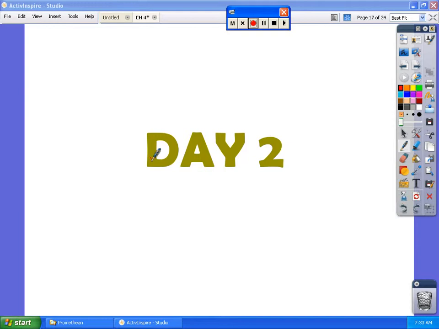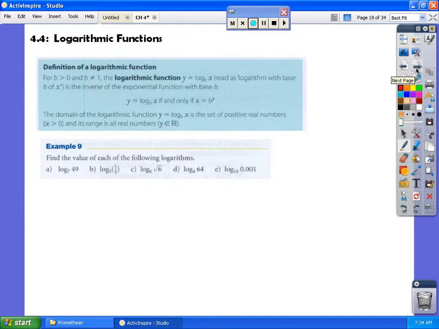So, part 2 of chapter 4. Logarithmic functions. A logarithmic function is essentially the inverse of an exponential function. And I want to go through some simplifying. So letter A, log base 7 of 49. So I'm just going to rewrite this as log base 7 of 7 squared.